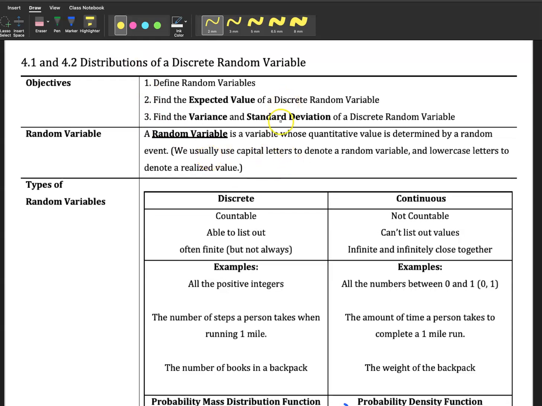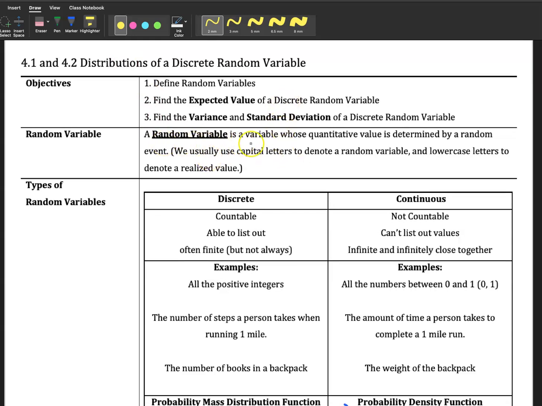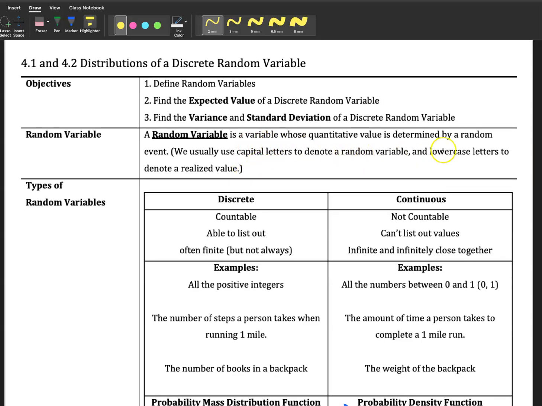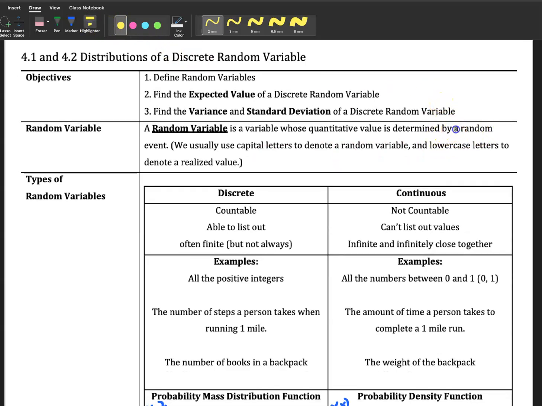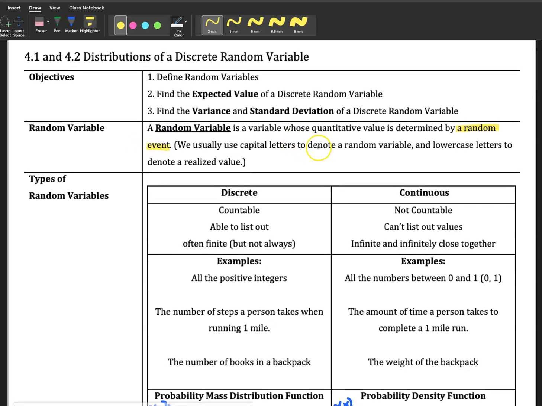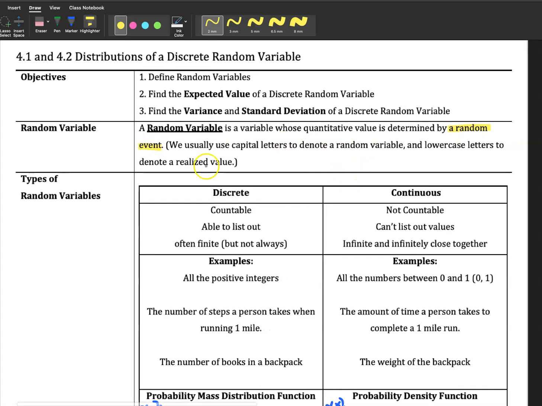Looking at the definition here, a random variable is a variable whose quantitative value is determined by a random event. And we'll talk more about this idea and how we use this idea of a random variable and how we apply that to events that happen in the world.